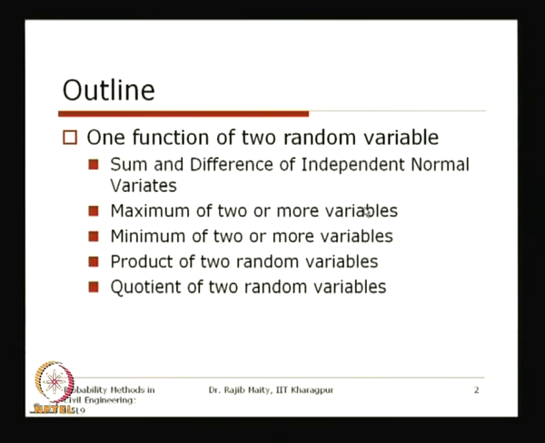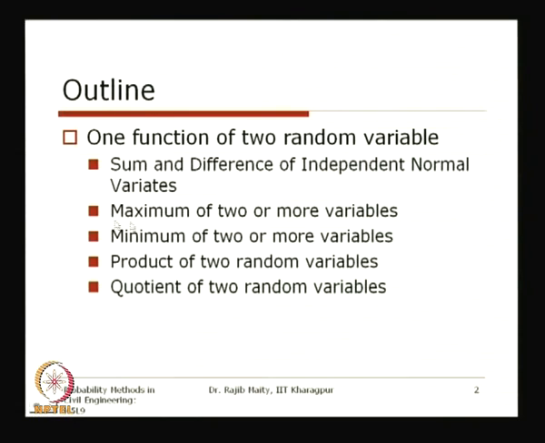Up to today's lecture, it is one function of two random variables, or sometimes more. In the last class we gave a general discussion on the sum and difference of two random variables. Here we will take up a specific case where the random variables have the normal distribution. The question is, if there are two normal random variables and we add them, or take the difference between them, what distribution does the resulting function follow? That we will see first.